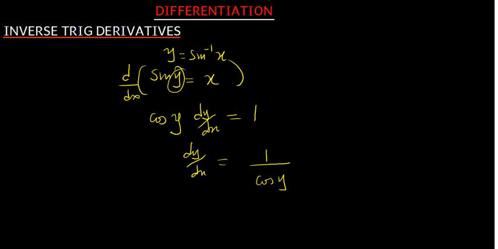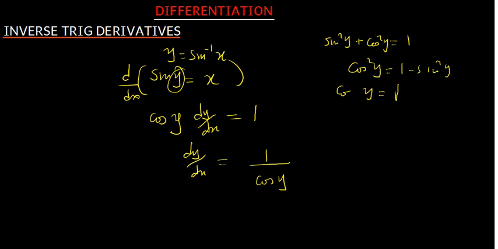From this we know that sine squared y plus cos squared y is equal to 1. Using this, we can take sine squared y to the other side, and that is going to give us cos squared y is equal to 1 minus sine squared y. Now at this point we can square root both sides, and so cos y is equal to the square root of 1 minus sine squared y. So that is what we have.